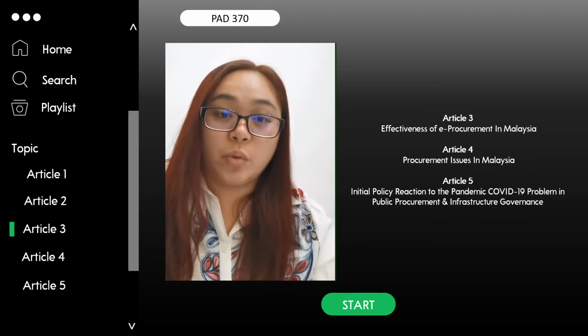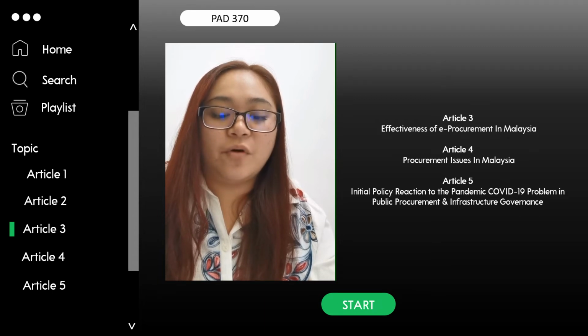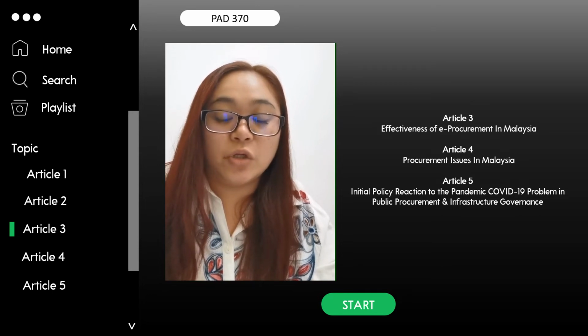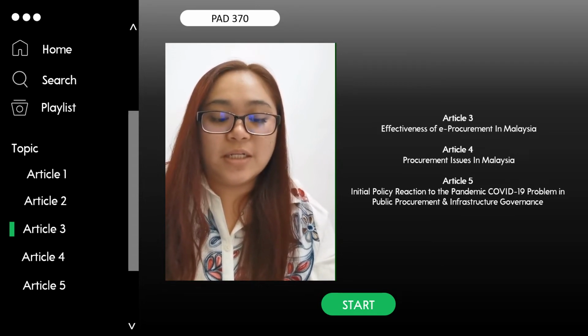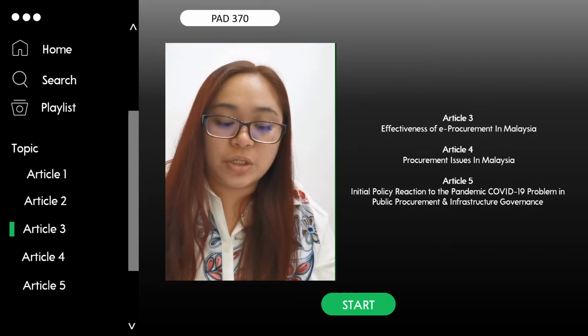The solution that we will use is the high-tech components of the procurement system that include four aspects: electronic assessment, electronic sourcing, electronic design, and electronic negotiation. The second article that I will choose is Procurement Issues in Malaysia.